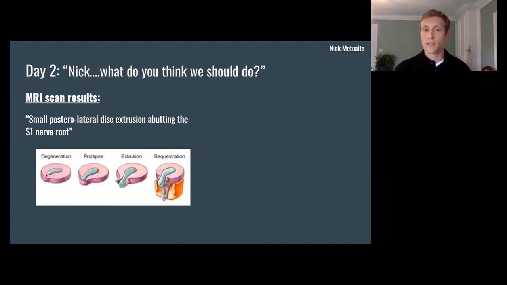Small posterolateral disc extrusion abutting the S1 nerve root. So we know what level it is now, and we know what sort of scale we're talking at the bottom there in terms of severity. So we've got nucleus pulposus coming out. It has escaped. That's a massive inflammatory reaction you get with that. No wonder there's some muscle spasm there. But the pressure's still on me. The question is, Nick, what do you think we should do?